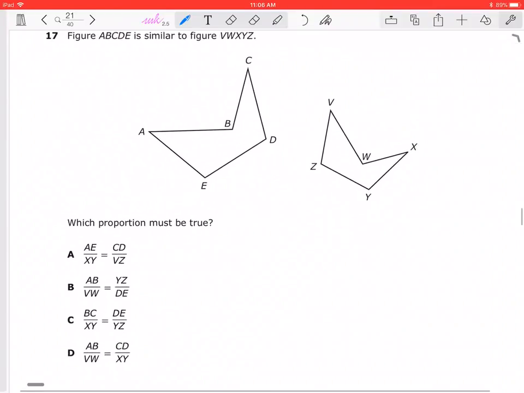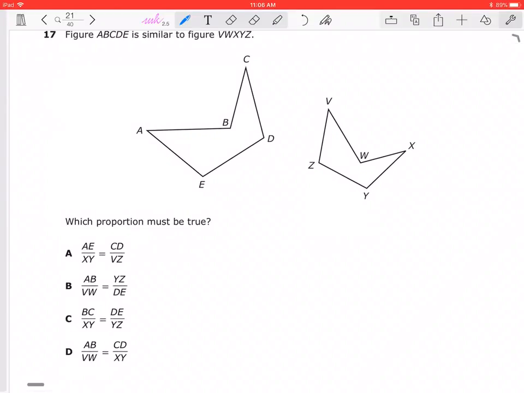All right, problem number 17. We're just talking about proportions. So we want to look at our figures. That means ED over ZY. Let's look at our choices and see which one works. The first one, A, we have AE over XY, and then CD over VZ. That won't work. It's the wrong proportions.